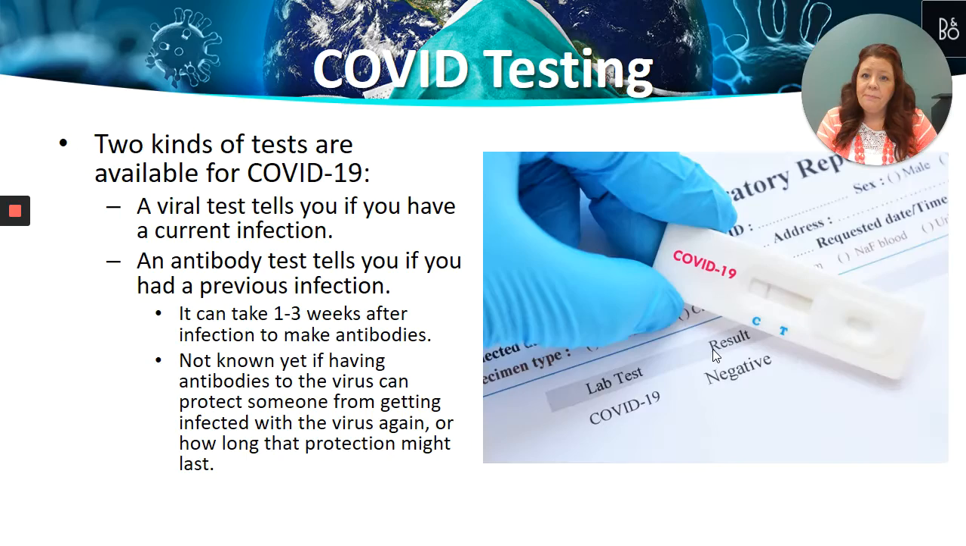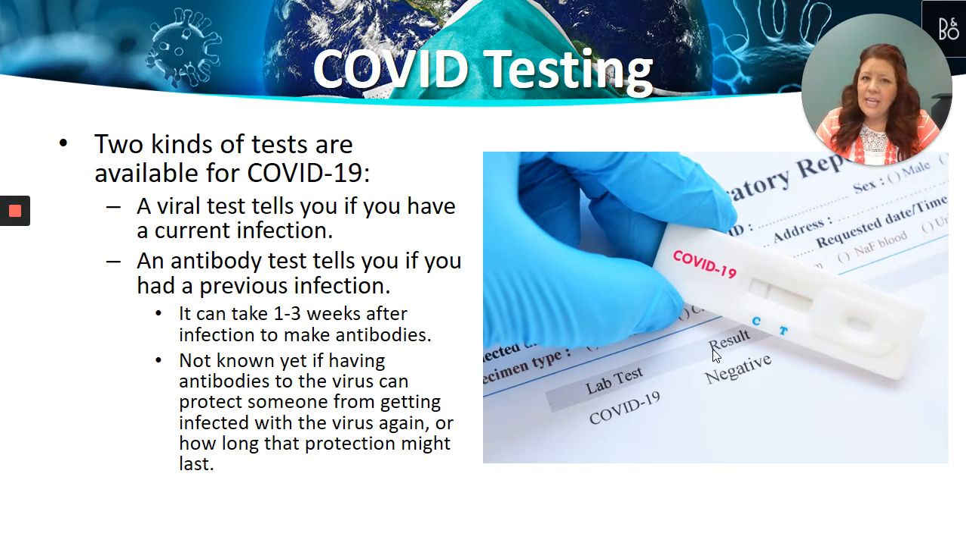So COVID testing, what kinds of testing can they do? They can actually do a test for the virus itself to see if you have a current infection, but they also are doing antibody testing, which says that you have been exposed and your body has then developed antibodies to the virus itself. And just so you're aware, it can take from 1 to 3 weeks after you actually are exposed to have your body actually make antibodies against COVID.